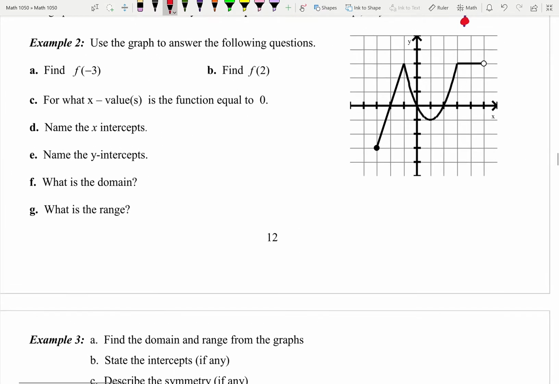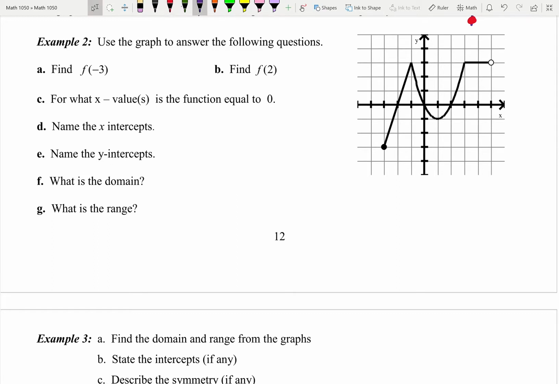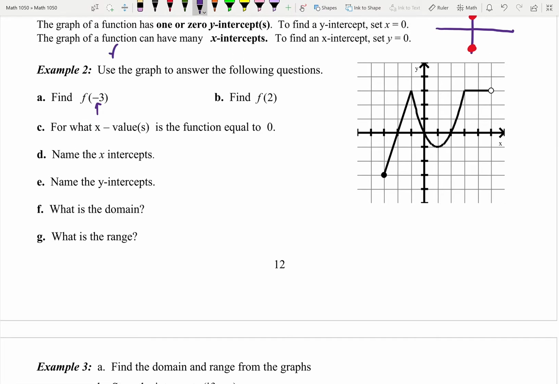Example 2, use this graph to answer the following questions. Take your pencil and draw an arrow to that -3. Everybody in the room tell me, is that -3 an x value or is it a y value? It's okay, we're all learning. Do you typically see f of x or f of y? F of x, right? So if it's on the inside, that's an x value.